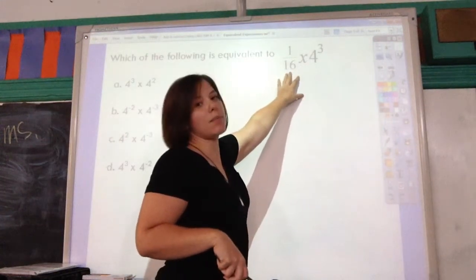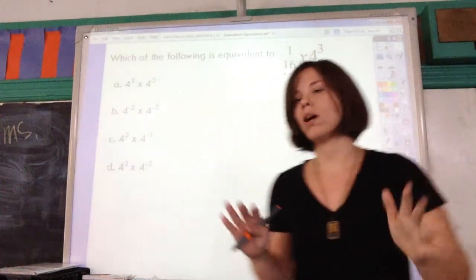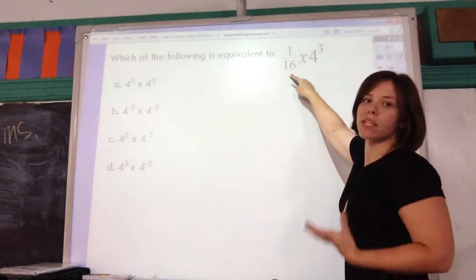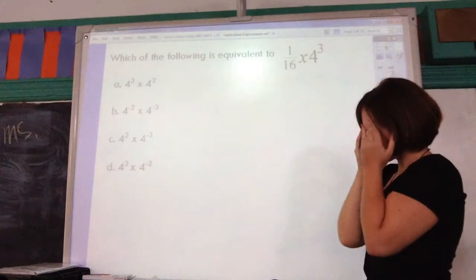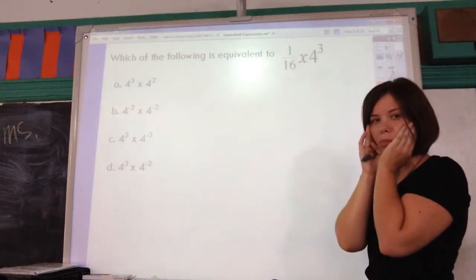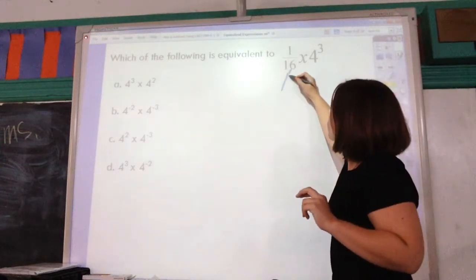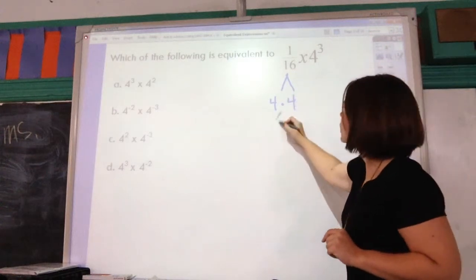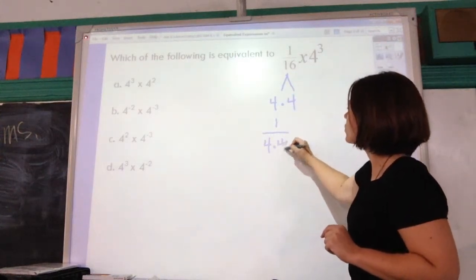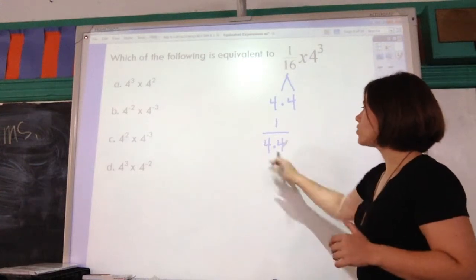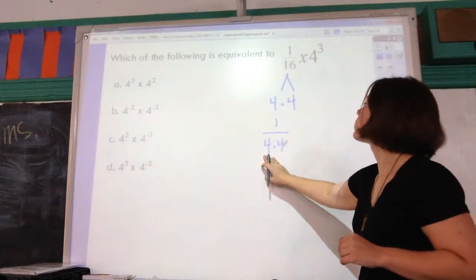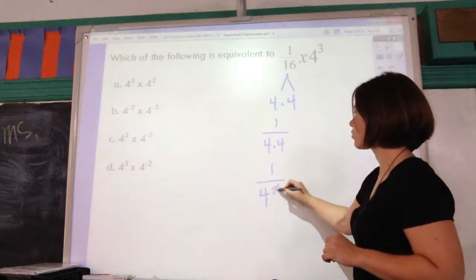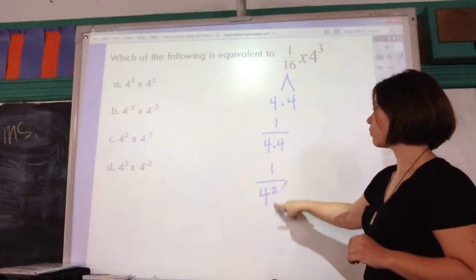Make sure you have this copied down in your notes, and everything I write, you have to write. I'm trying to turn 1/16 into a number with a base of 4. So how can I break down 16 into 4s using multiplication? Well, 4 times 4 is 16, so I can rewrite my fraction as 1 over 4 times 4. Now, I just want to use 4 as my base with an exponent, and this is 4 times 4, which can be rewritten as 4 squared. So now I have 1 over 4 squared.